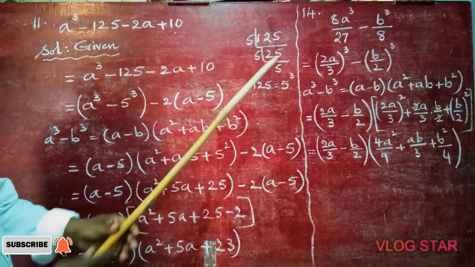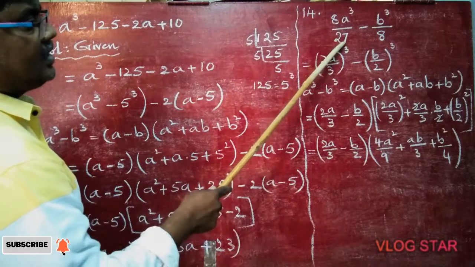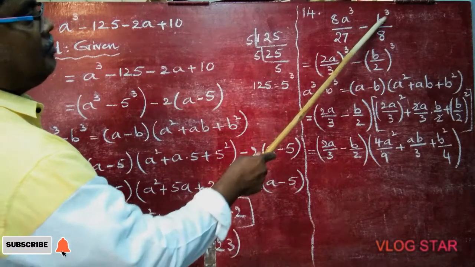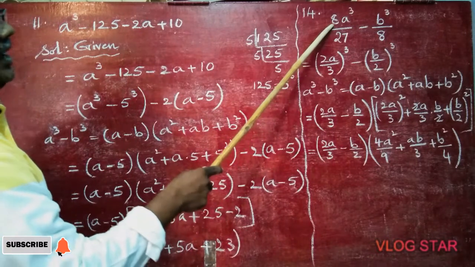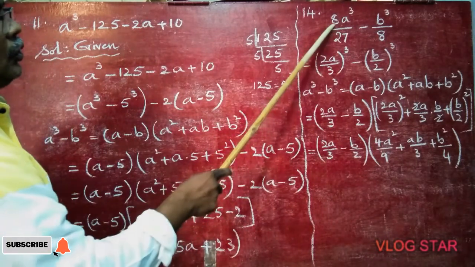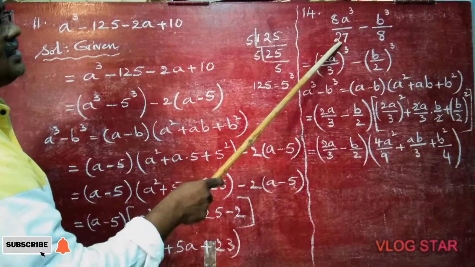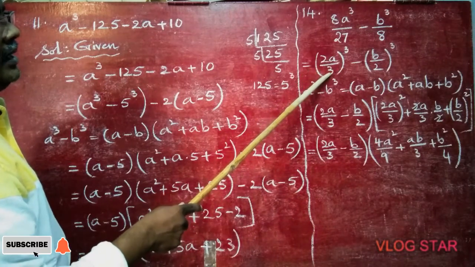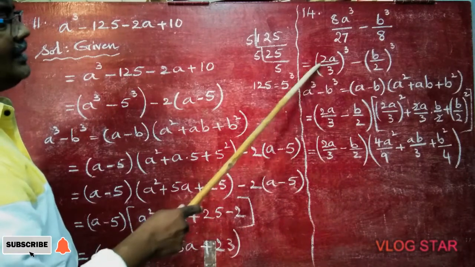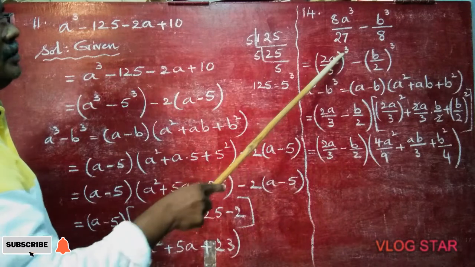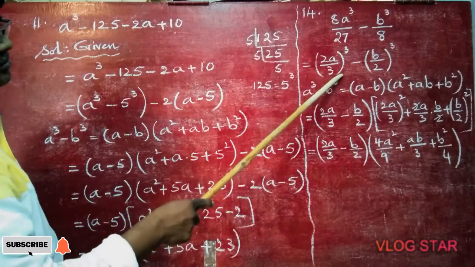Coming to the next problem. 8a cube by 27 minus b cube by 8. Already you know the factors for 8. 2 cube. 2 cube, a cube means 2a whole cube. And 27 means 3 cube. So in the place of 27 I have written 3. 2a by 3 whole cube. This cube is for both numerator and denominator. That's why we are keeping brackets.